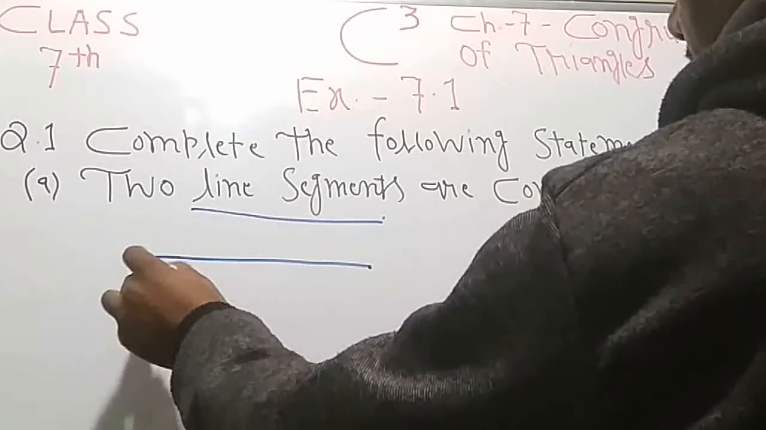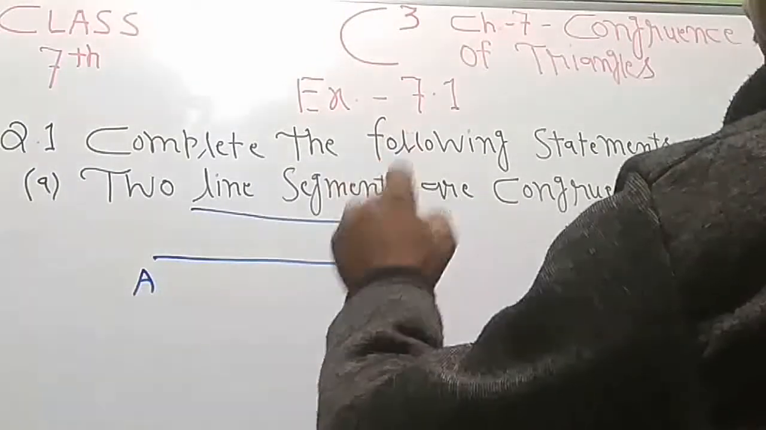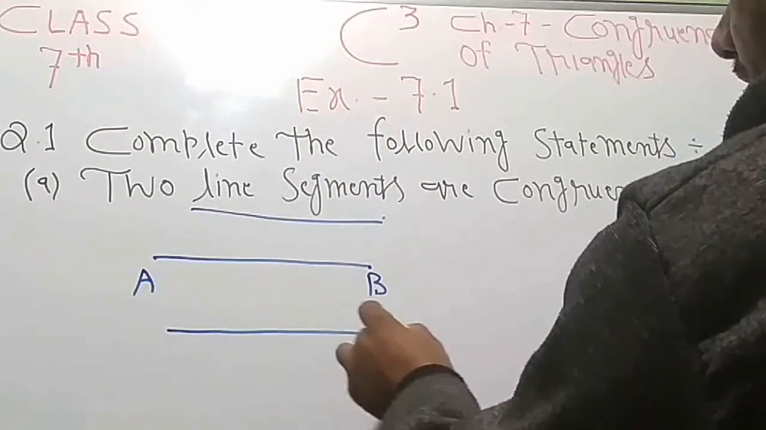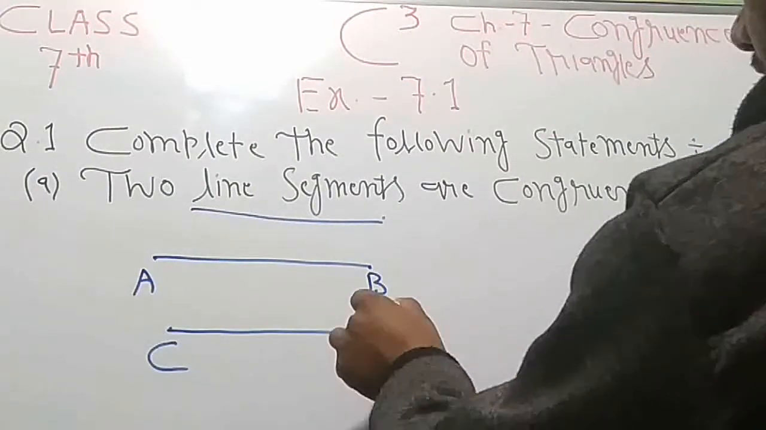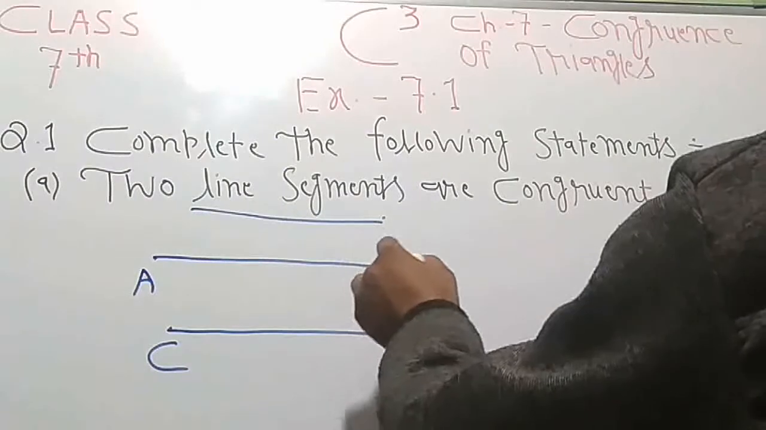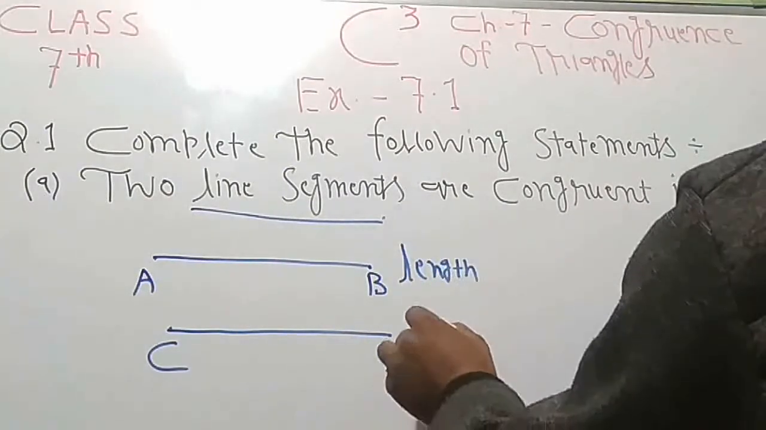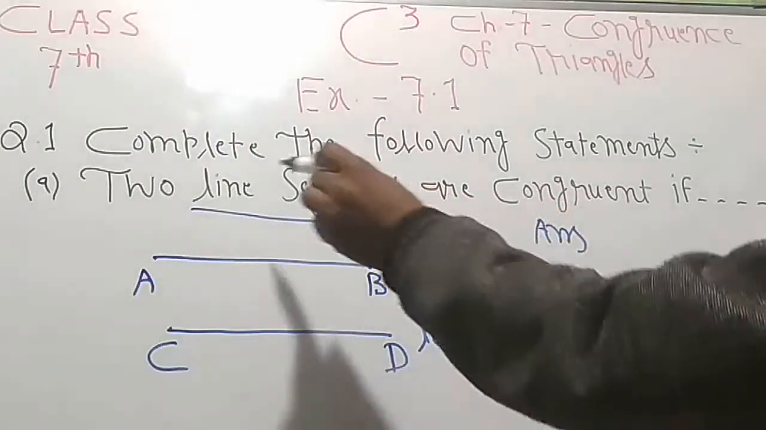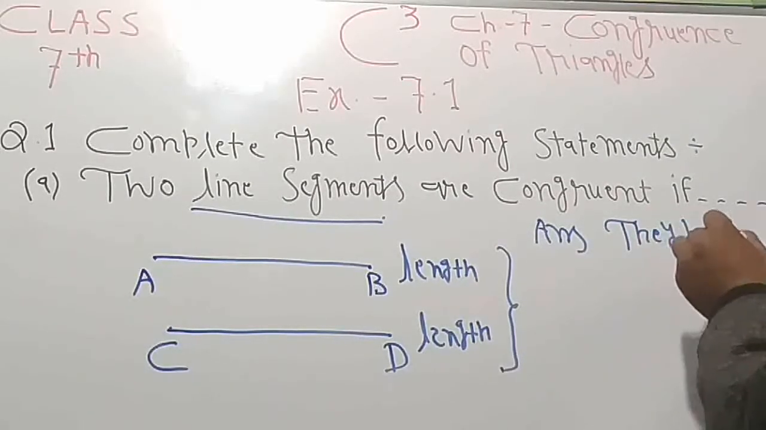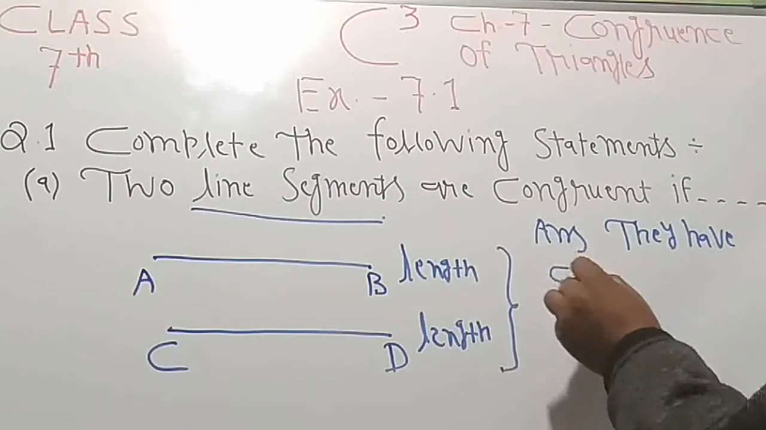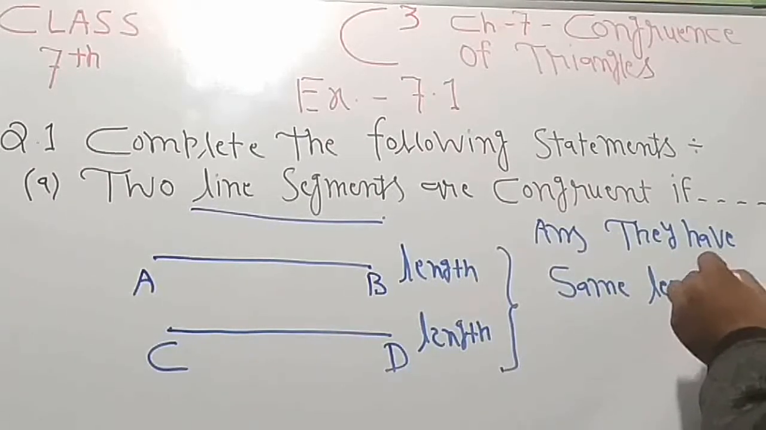Here we are talking about the line segments. Suppose it is AB, in between A to B, this is the first line segment, and suppose it is CD. And we know very well, if it is a line segment, it means it is the length in between A to B. Two line segments are congruent if they have same length.